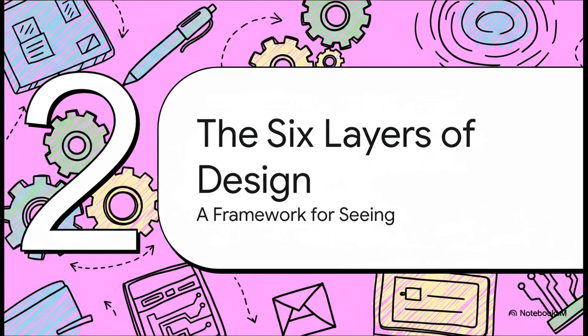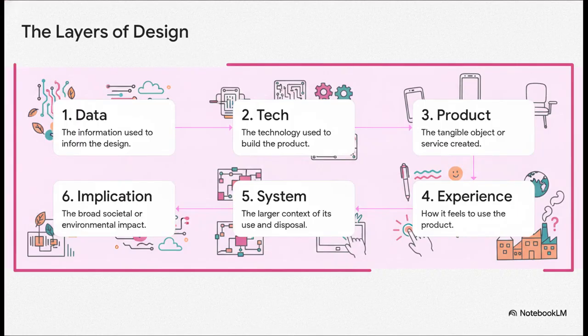The key is that we can understand pretty much any designed object or system by looking at it through 6 interconnected layers. Think of this as our map for seeing all those hidden connections. It's kind of like a logical flow. It all starts with data. That's the research and info we gather. That data then informs the technology we decide to use or create. From that tech, we build a real, tangible product or service.